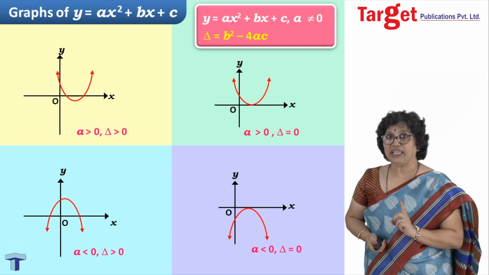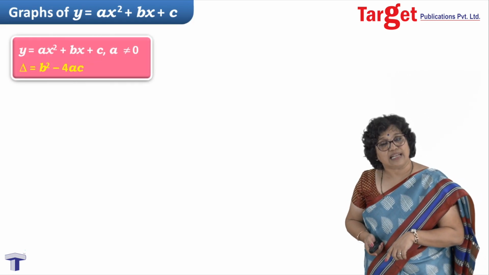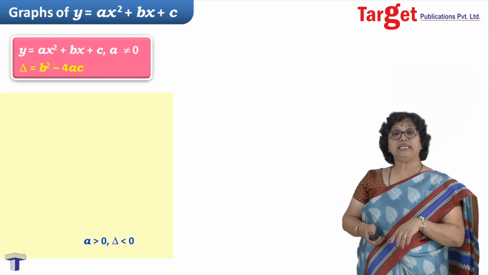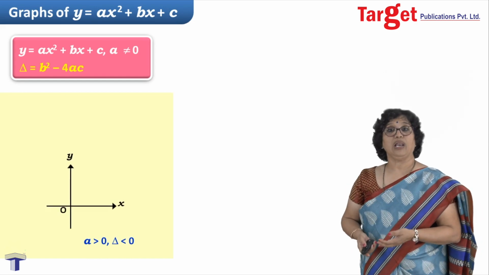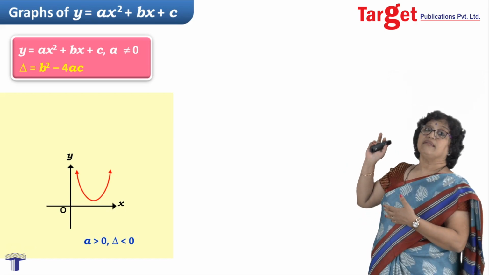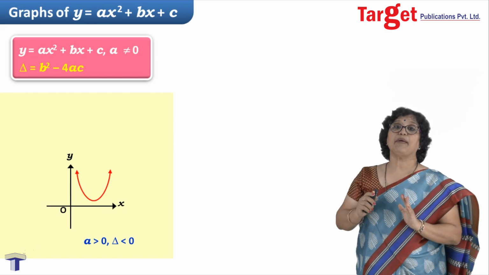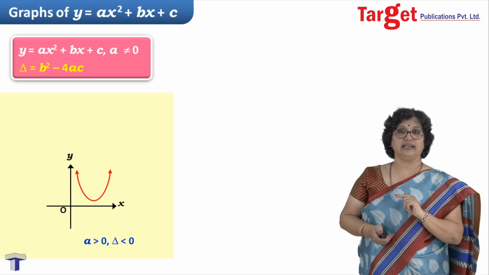Now one more case is remaining where delta is less than 0. And when delta is less than 0, the graph does not meet the axis at all. I hope you followed from the graph what I am saying. The graph does not meet the x-axis at all. It is fully above the x-axis because a is greater than 0.